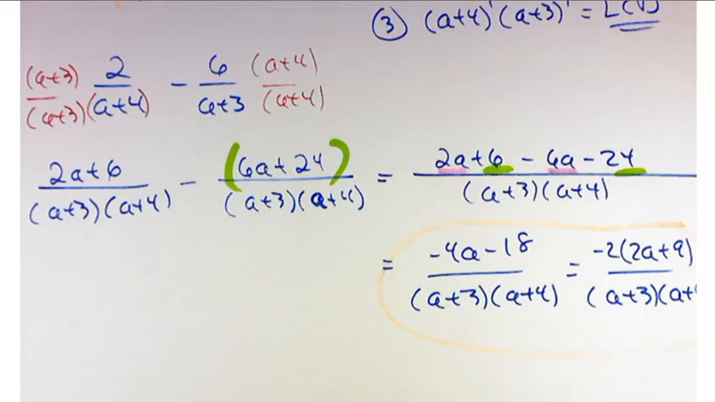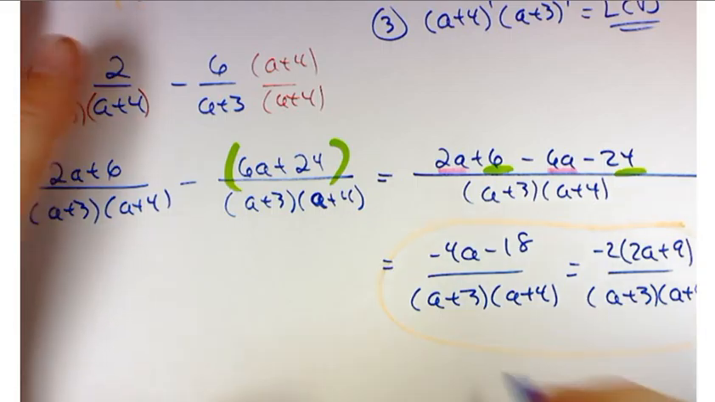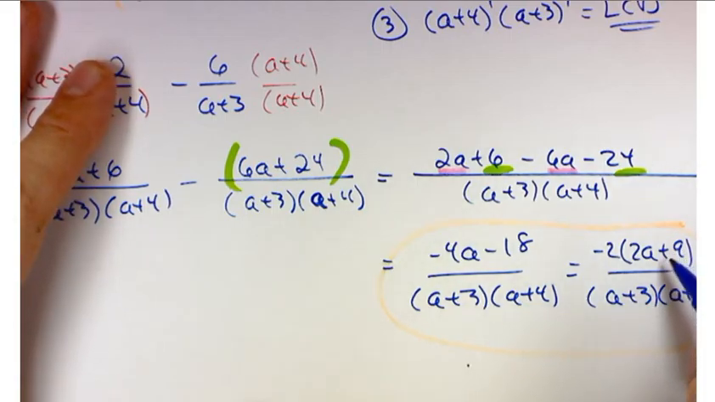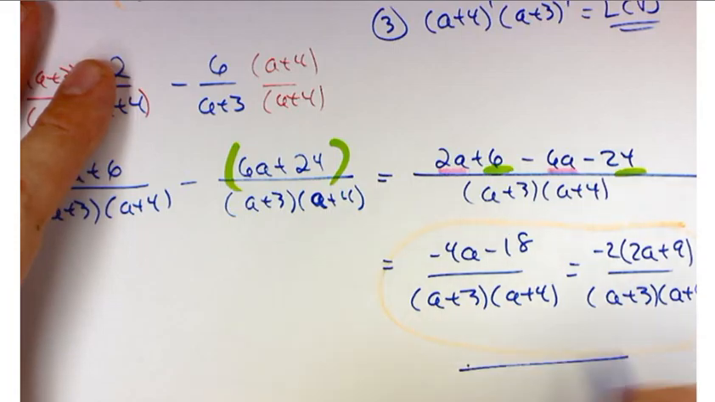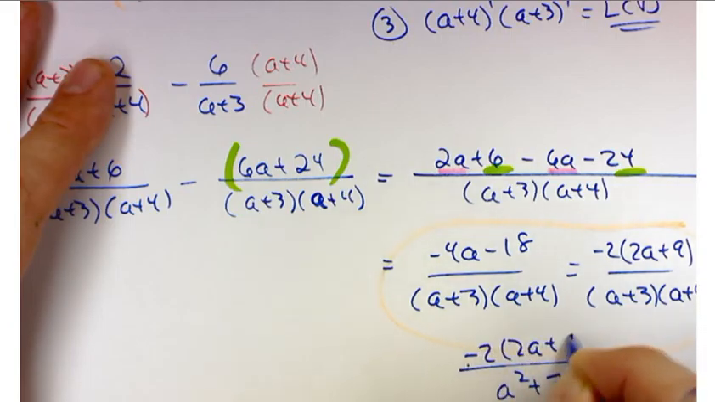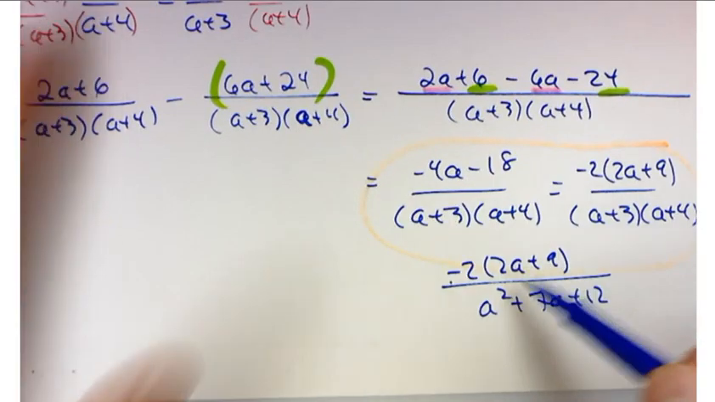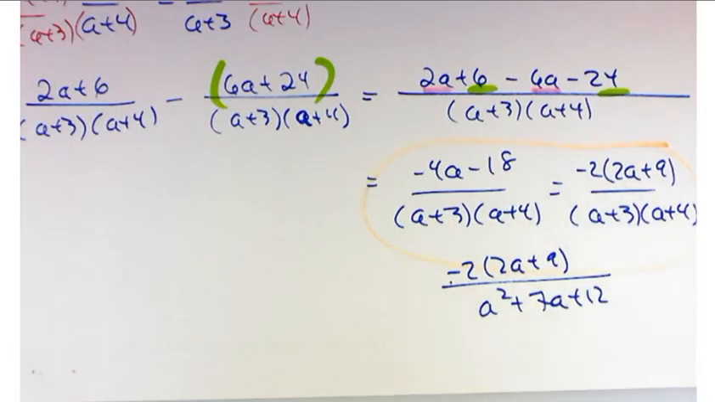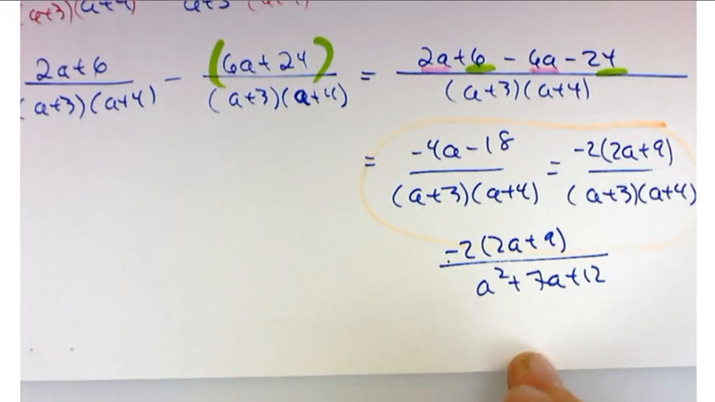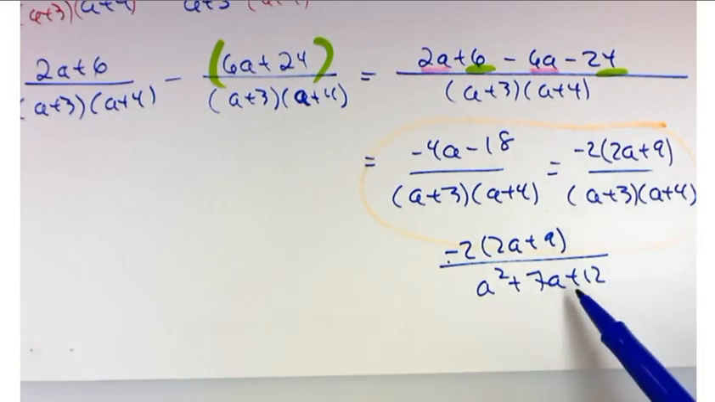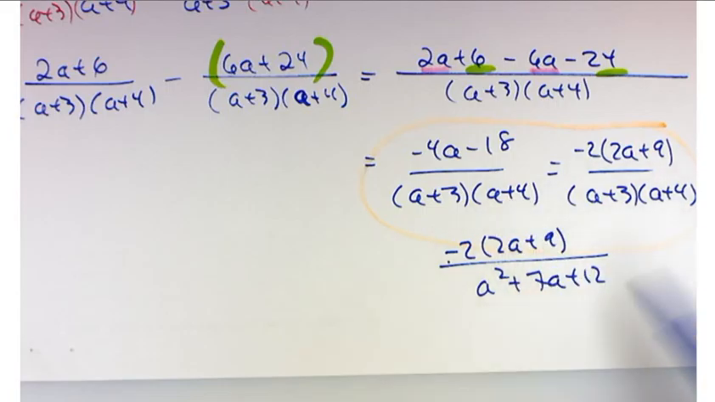Oh, you could FOIL out the denominator. I've got no issue with that. I guess the reason I like you to leave it is if I FOIL this out and got a squared plus 7a plus 12 in the denominator, how would I know if I'm going to get any cancellation? I don't. I'd have to factor this to see if I get any cancellation. So rather than multiply it and then factor it, I'll just leave it factored. All right.